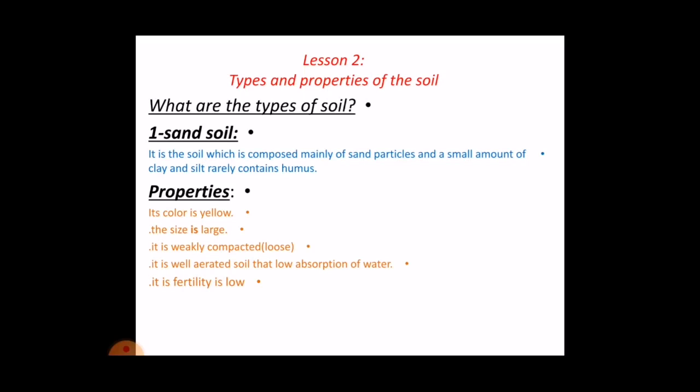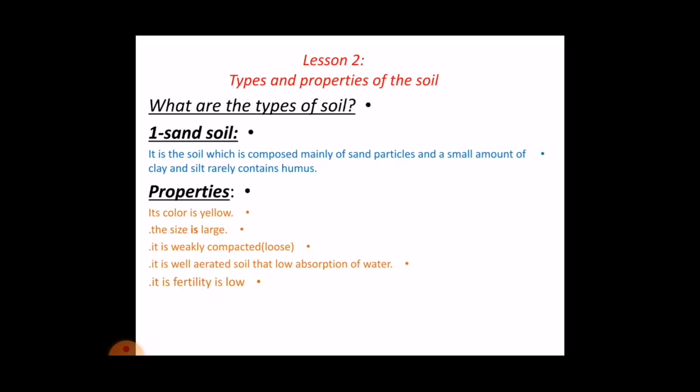Soil can be classified into three different types according to the kind of components that form in it. The types of soil are sand soil, silt soil, and clay soil.